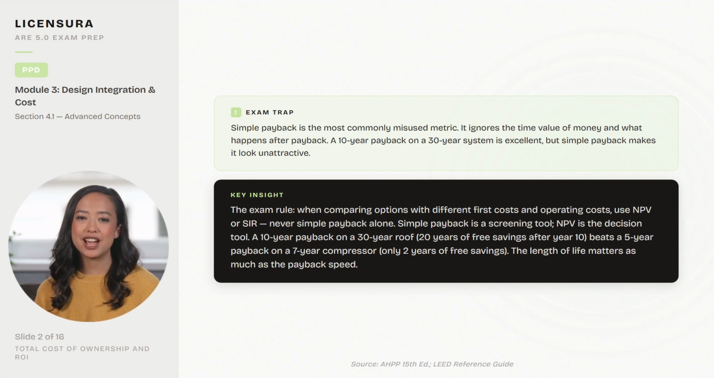A 10-year payback on a 30-year roof, 20 years of free savings after year 10, beats a 5-year payback on a 7-year compressor, only 2 years of free savings. The length of life matters as much as the payback speed.